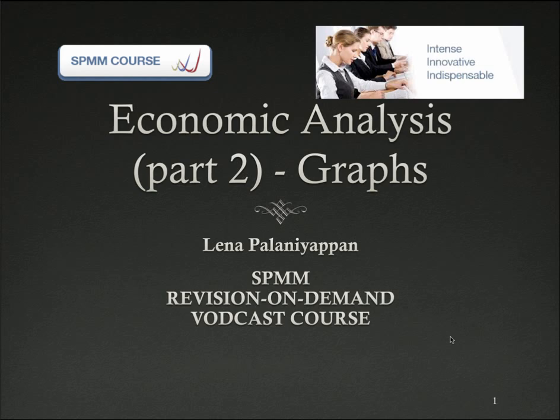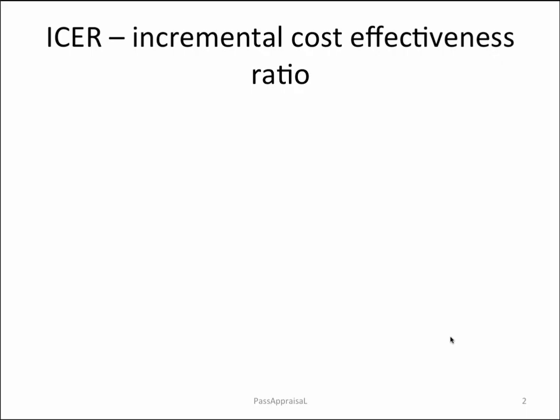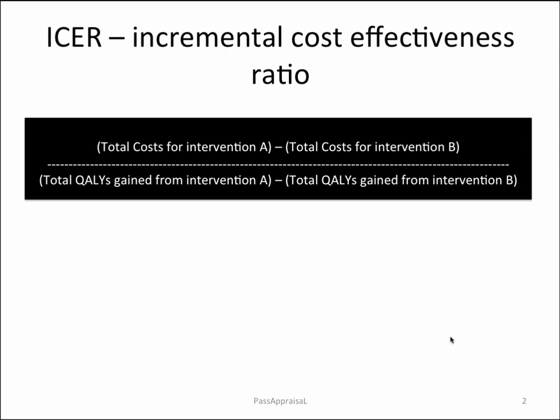In this podcast, I will discuss two important graphs associated with economic analysis. Firstly, let us revisit the concept of ICER. ICER, or Incremental Cost Effectiveness Ratio, is nothing but a ratio between incremental cost and incremental effectiveness. The word increment means difference. So if you divide the cost difference between two interventions by the effectiveness difference, you can get ICER.